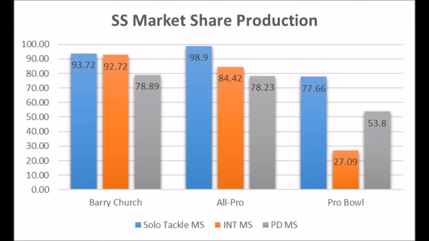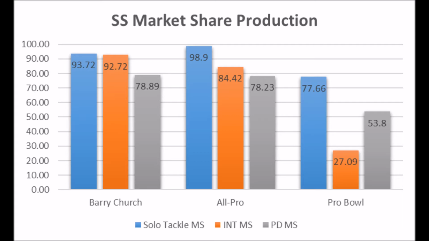So starting with Barry Church in terms of his production at the NFL, not the NFL level, but the college level, he had a 93.72 solo tackle market share score, a 92.72 interception market share score, and a 78.89 pass deflection market share score. Based on my data that goes back to the 1989 NFL draft class, he pretty much hits every single marker indicative of a potential Pro Bowl safety.